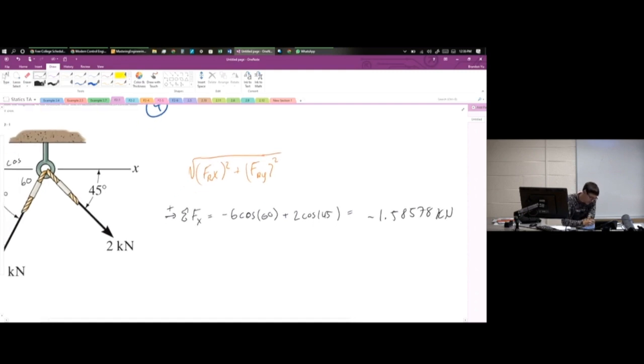So then if we do the upward plus sum of forces in the y, what will be the equation? Minus 2 sine 45. So if we complete this triangle here, this is going to be your 45-degree angle. So again, here too, your cosine is going to be this adjacent angle, so the cosine is going to describe the x, and your sine is going to describe the y.